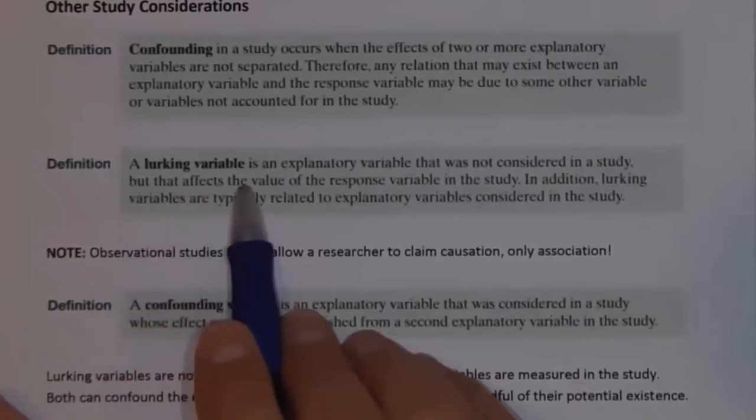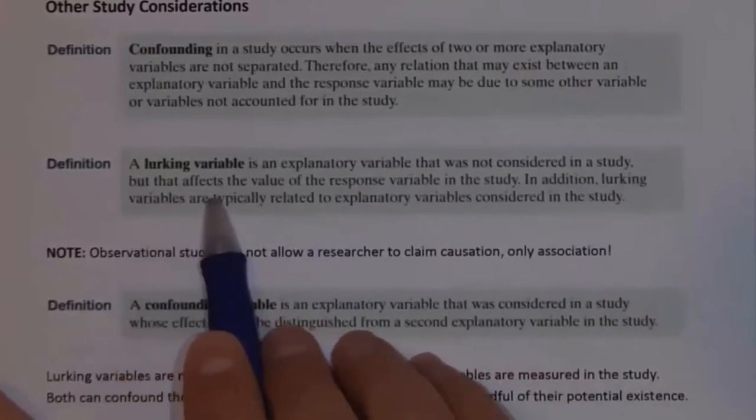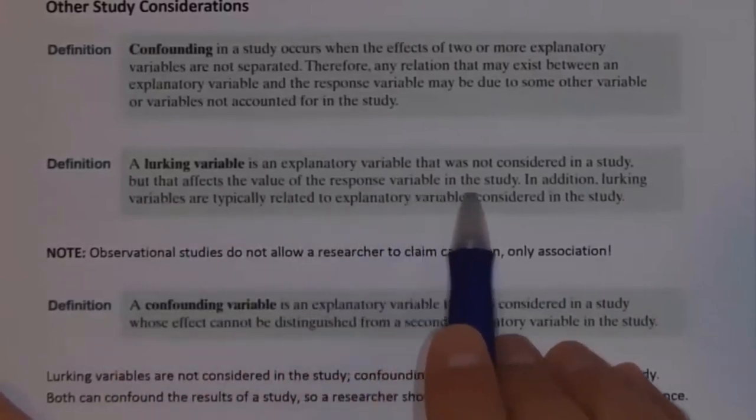So a lurking variable is an explanatory variable that was not considered in a study, but that affects the value of the response variable in the study.